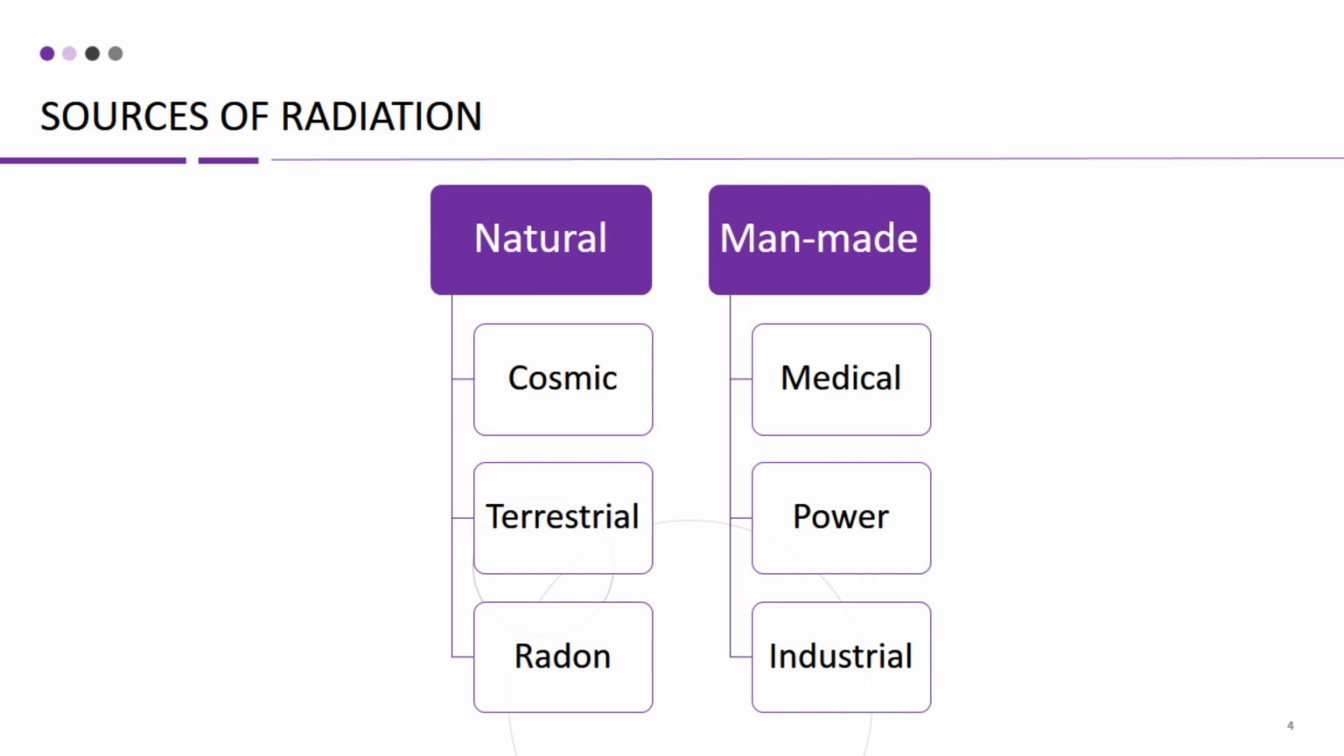As for man-made sources of radiation, we have medical procedures, nuclear power plants, and industrial sources. Medical procedures that use radiation, such as X-rays, CT scans, and radiation therapy, can expose patients to ionizing radiation. Nuclear power plants generate electricity by splitting atoms in a process called nuclear fission. This process produces radioactive waste, and there is a small risk of accidents that could lead to radiation exposure.